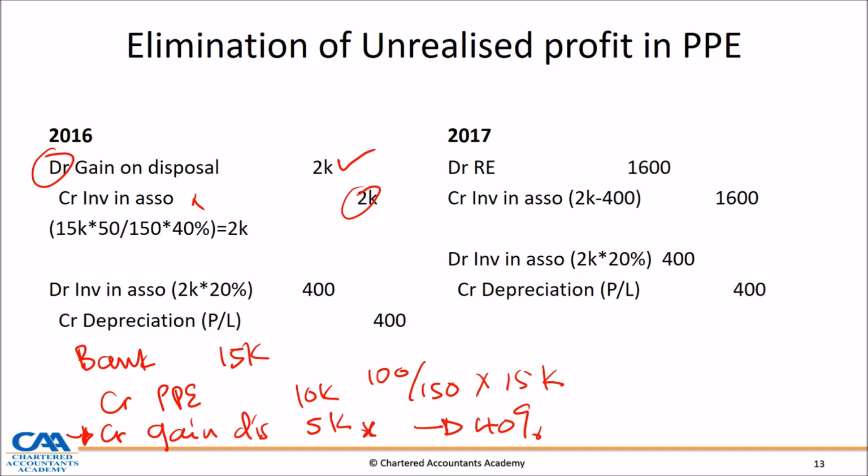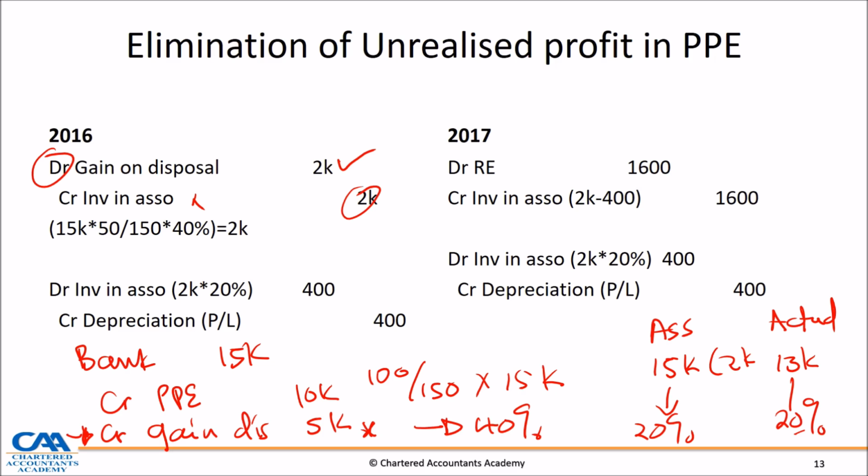Now we get into during the year. During the year, what happens? The value of the PPE in the associate is 15K, but it's overstated by 2K, which means the actual value which we wanted was supposed to be 13K. So can you see that the depreciation which is being done is overstated because they're taking 20% of 15K instead of 20% of 13K. So this extra 2K, which is the unrealized component, has got an impact on depreciation subsequently.